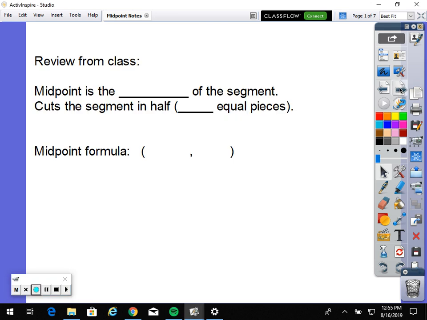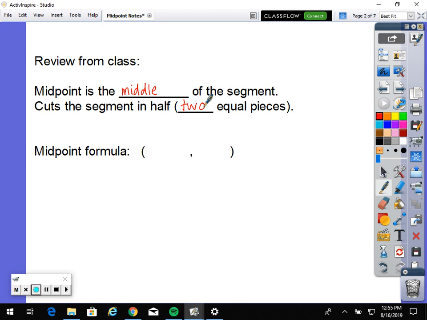So we're going to review a little bit from class. Just a reminder that the midpoint is the middle of the segment. It's the exact middle. It cuts the segment in half, which means you get 2 equal pieces.